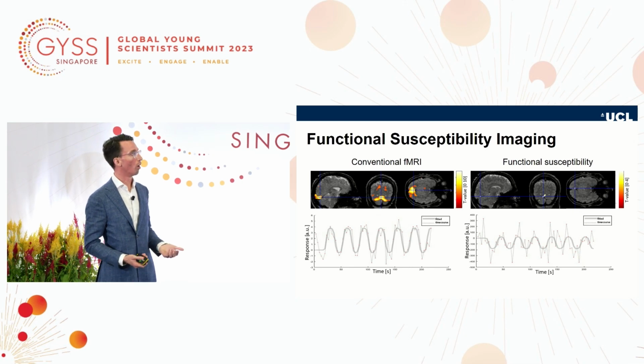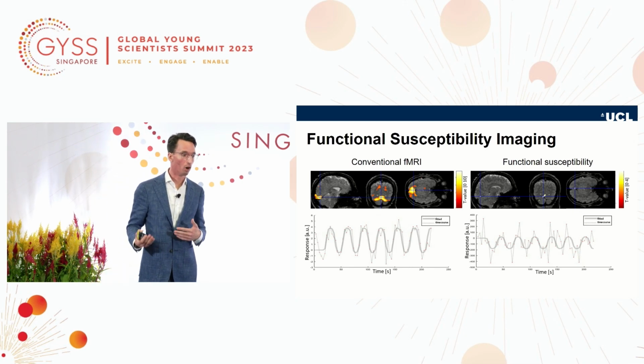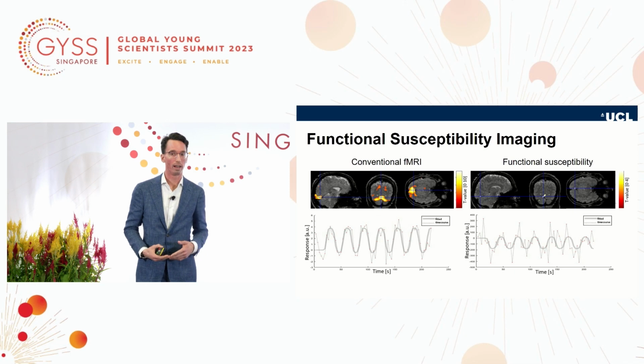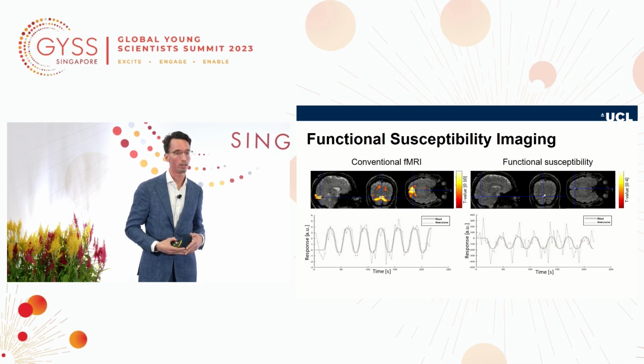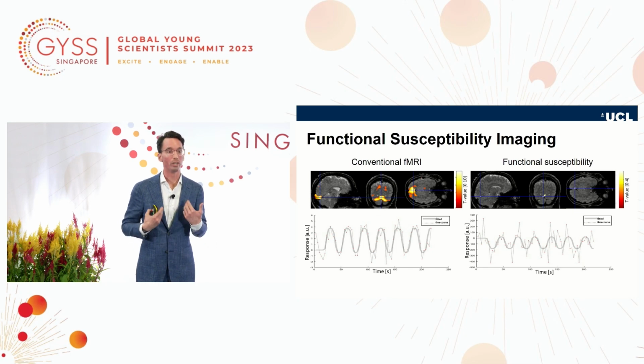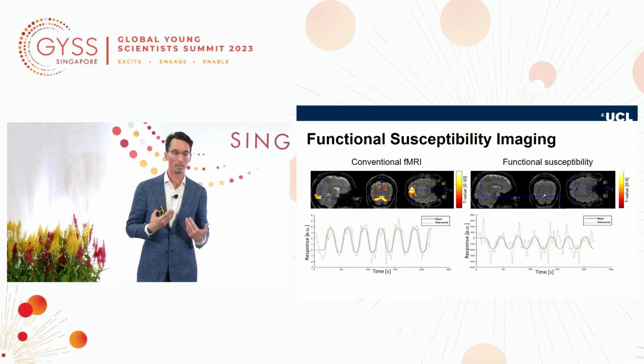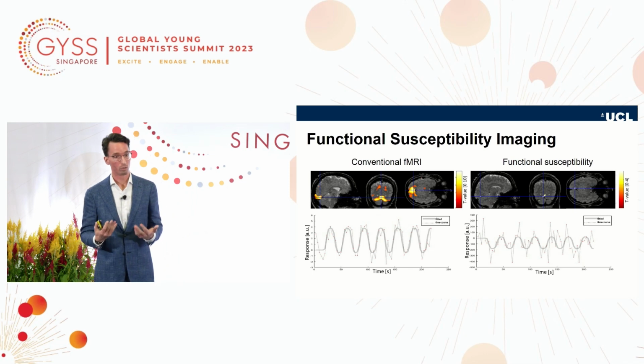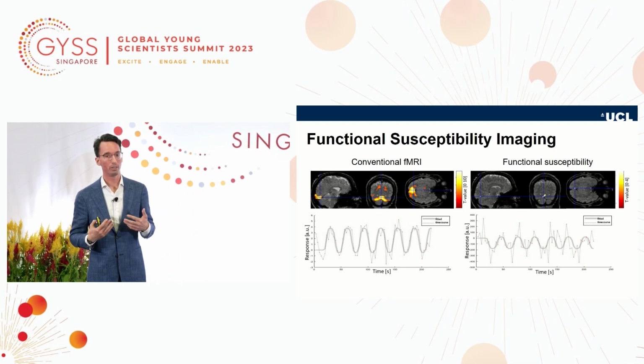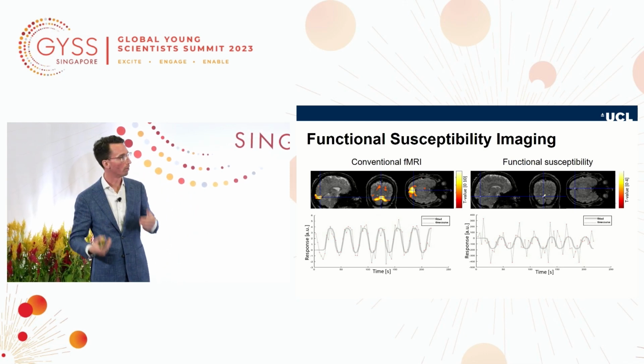Unfortunately, there are some drawbacks of functional susceptibility over functional MRI, and one of those is that the susceptibility that we're measuring is very sensitive to physiological noise, and specifically breathing, because the lungs are typically filled with air. And as we've seen, there's a large difference in susceptibility between air and water. So as you're breathing, you're actually changing the field that we're measuring at the head level.